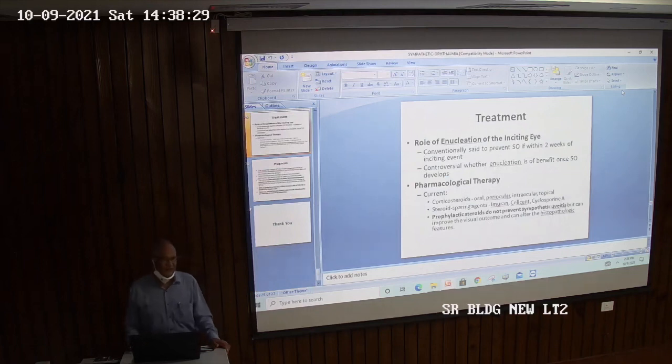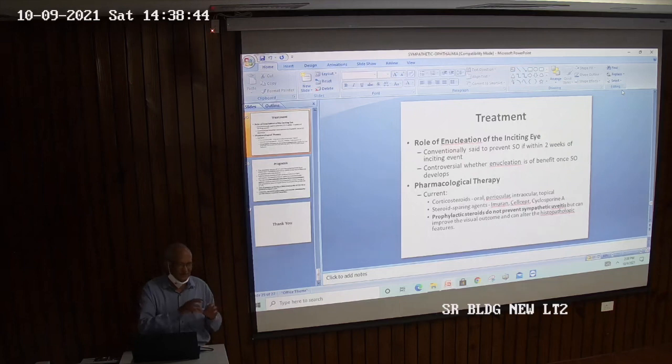The last part: once we have diagnosed, suppose the injury is there, of course we have to repair it meticulously. Suppose the iris has prolapsed, we excise that part and meticulously repair these things so the structures are maintained. That is the important part. And with this we start the role of enucleation.